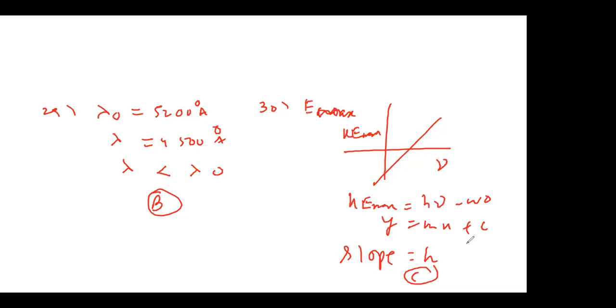(31) Maximum kinetic energy of photoelectric current varies with frequency. A वाला नहीं हो सकता है, B वाला नहीं हो सकता है, D वाला है ना? When you move, it will pass through Y intercept.